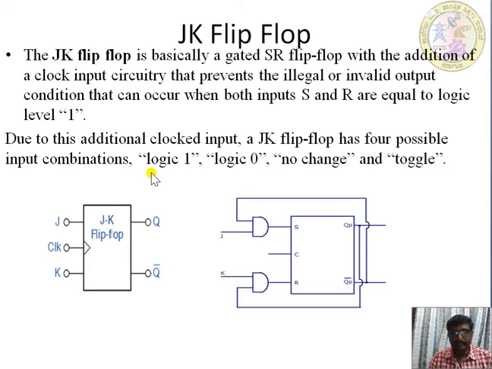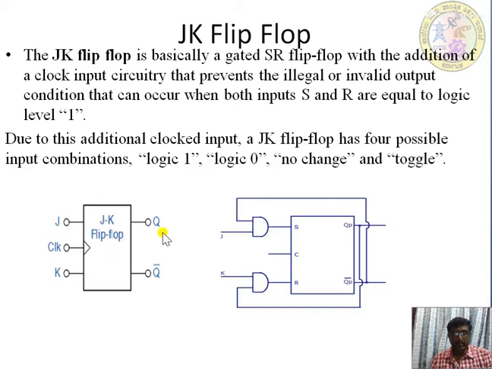1. Due to this additional clock input, a JK flip flop has 4 possible input combinations: logic 1, logic 0, no change, and toggle state. That is, logic 1 means set, logic 0 means reset, no change means the previous state, and the state that was the intermediate state in the SR flip flop is a toggle state here. So this is the JK flip flop.